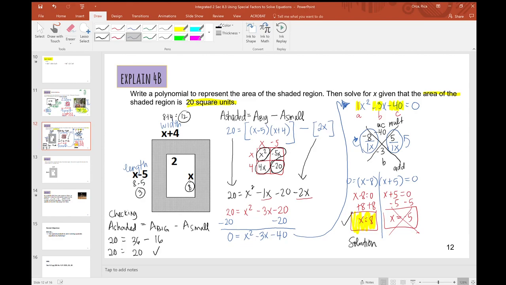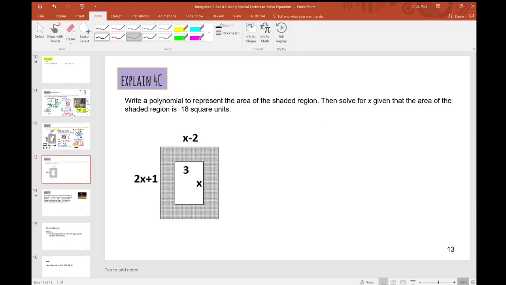So if you didn't get that the first time around, let's go ahead and look at another problem. Write a polynomial to represent the area of the shaded region. Then solve for x given that the area of the shaded region is 18 square units.